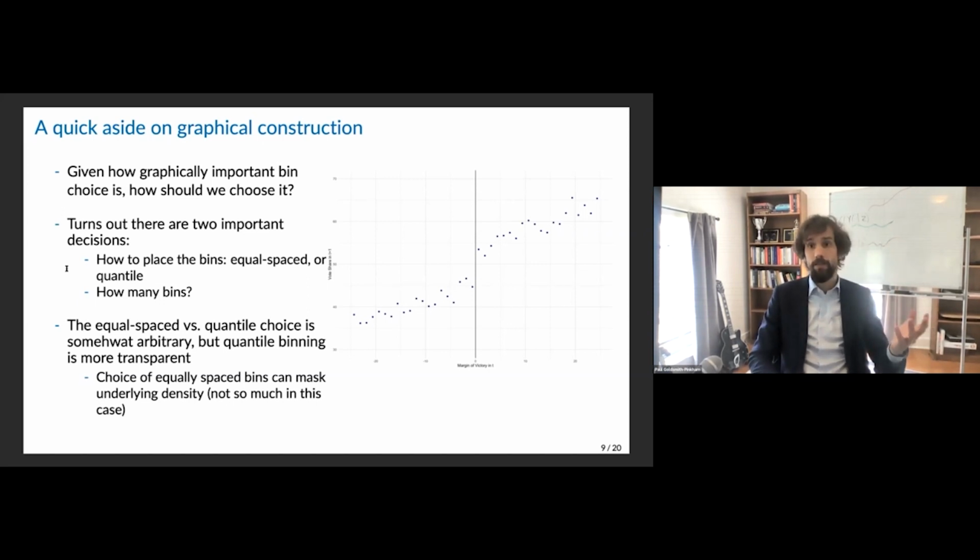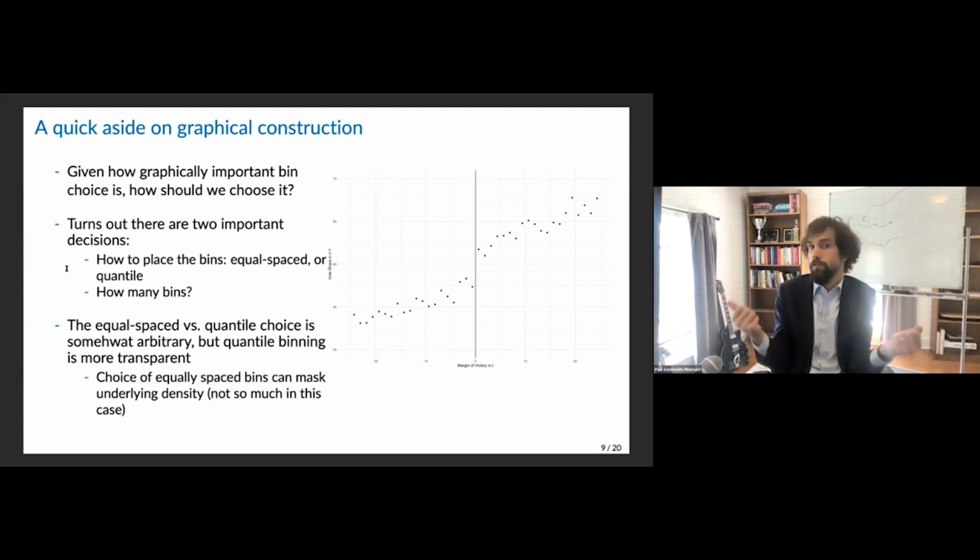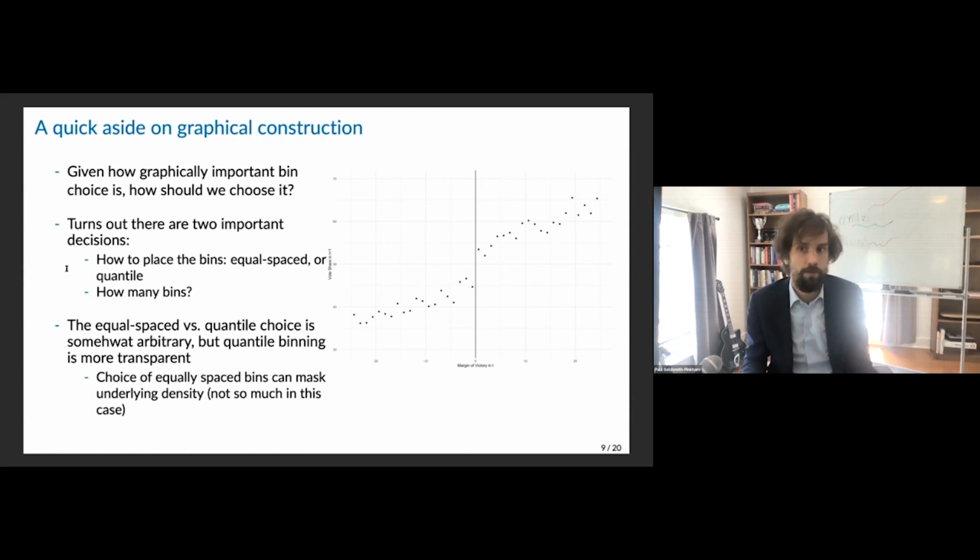Versus quantile spacing is saying, well, what we're going to do is equally space them in the CDF space. So what that means is we're going to make it so we have the same number of observations within each bin. But that means if the density isn't uniform, then you're going to have fewer points in some places and more in others. So in my view, quantile space binning is kind of more transparent because you're highlighting where the data is. But you can be explicit on which one you're doing.